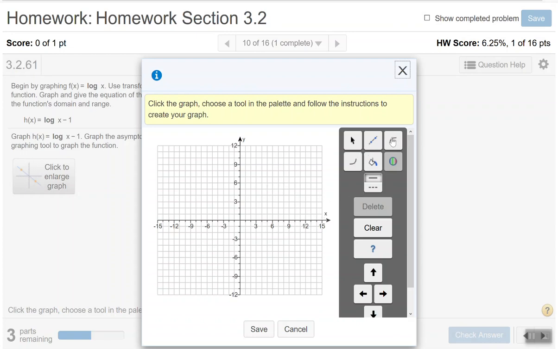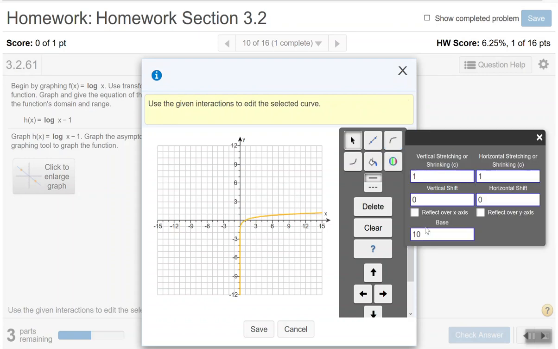Okay, so I know my logarithmic function looks like that. And you can see that I have a base 10 here, so I use the curve in the upper right for the logarithmic function. You see I have a base 10, which is what we asked for. And then we have a vertical shift of negative 1. So I'm going to change this vertical shift number to negative 1 and press tab, and you see that my graph drops down.